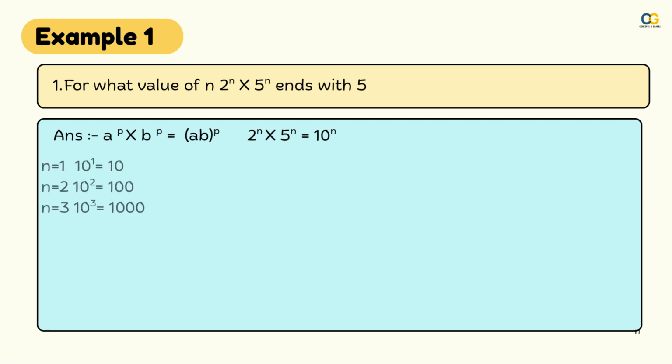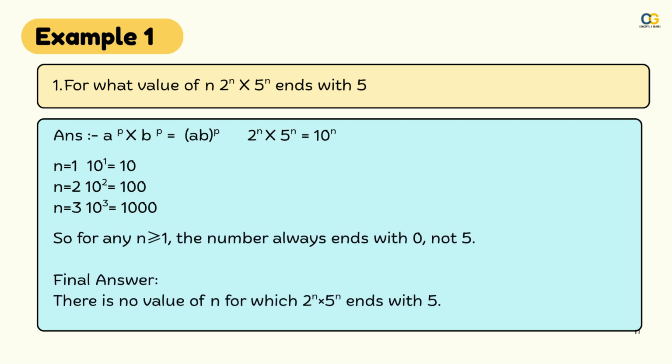Now let us check this for some values of n. N equals 1, 10 power 1 will be equal to 10. N equals 2, 10 power 2 will be equal to 100. N equals 3, 10 power 3 will be 1000. So as I keep going for any value of n which is greater than or equal to 1, the number always ends with 0 and not with 5. So there is no value of n for which 2 power n into 5 power n ends with 5. This is also based on the fundamental theorem of arithmetic.